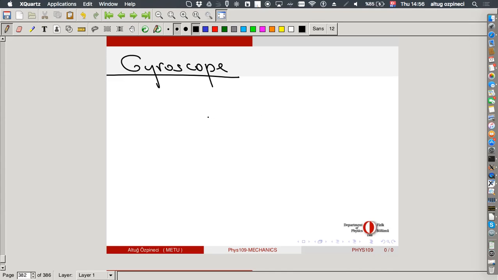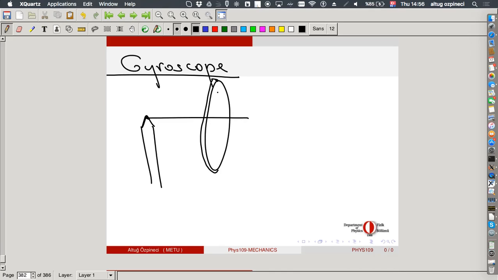So we have this large mass. Ideally, you would attach it through a longer rope, a longer stick. So this is the suspension point. You suspend it from this point, and here you have this wheel. This is what we call the gyroscope. You give it an initial spin so that you will get some angular velocity in this direction.